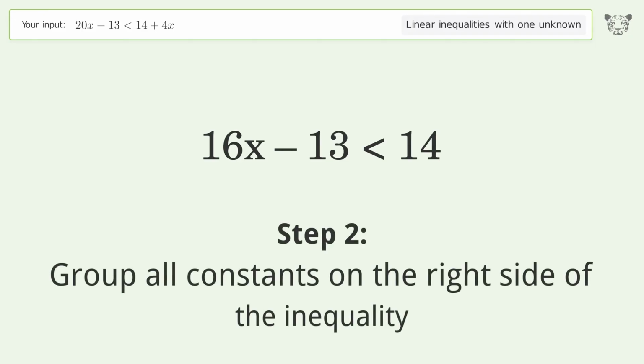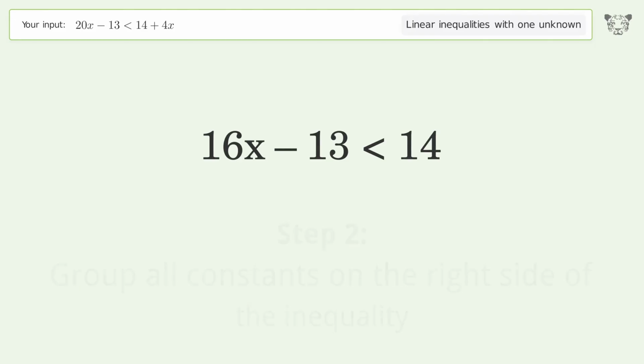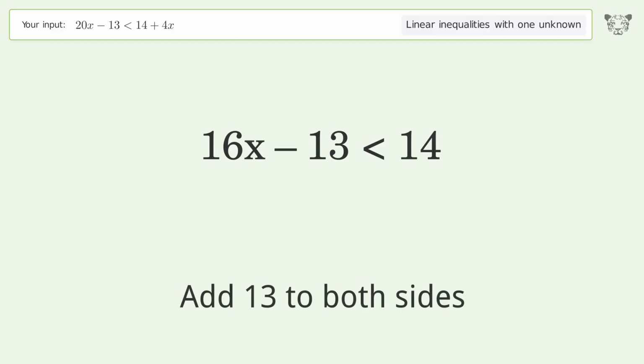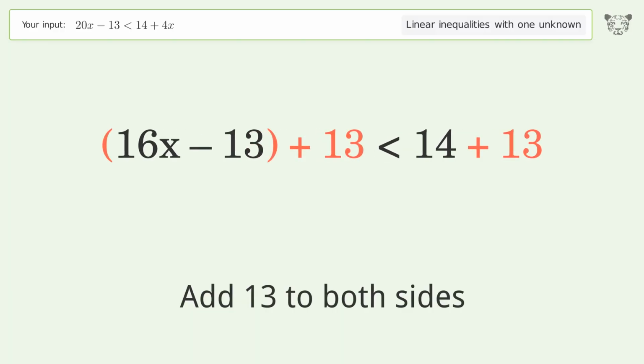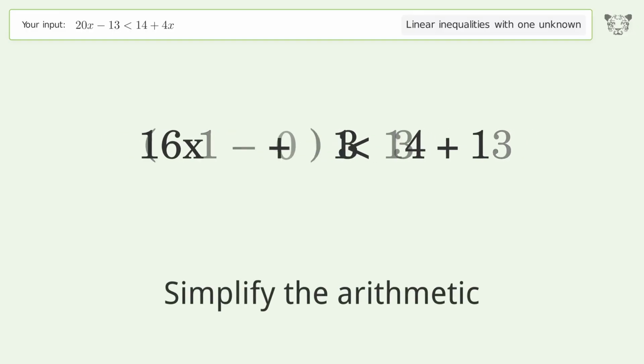Group all constants on the right side of the inequality. Add 13 to both sides. Simplify the arithmetic.